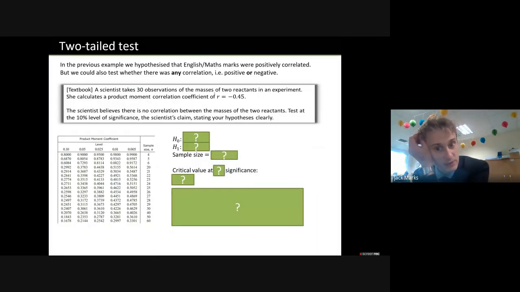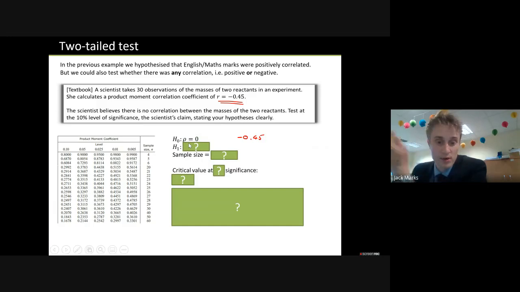We do 30 observations of the masses of reactions, and we want to know if they're connected. So she calculates R equals minus 0.45. So that's the number that we're going to compare with the table. And we're going to see, is this strong enough compared to the number from the table? So 10% significance testing.